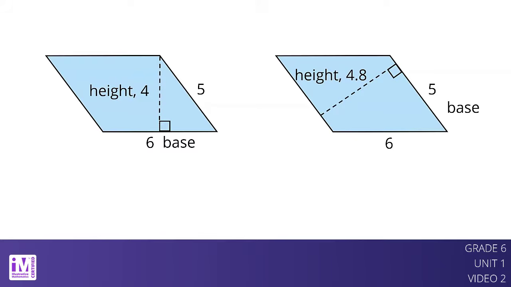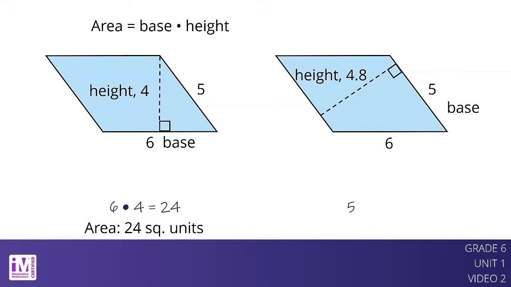No matter which side is chosen as the base, the area of the parallelogram is the product of that base and its corresponding height. Either way we calculate it, the area of this parallelogram is 24 square units. 6 times 4 equals 24, and 5 times 4.8 also equals 24.